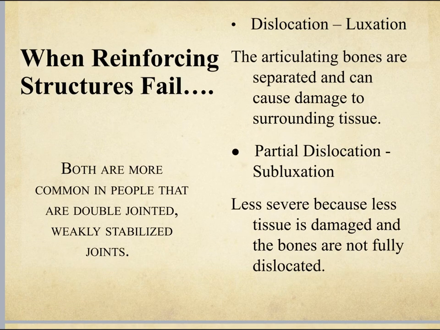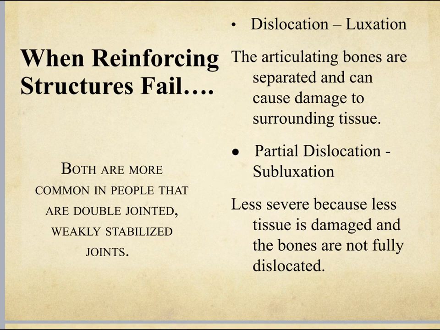Now what happens when all those reinforcing structures fail? Both are more common in people that are double jointed, with weakly stabilized joints. When we use that word double jointed, it doesn't mean that people have two joints, it just means that they have loose tendons and ligaments. So what happens in these situations? We get a couple things that could occur.